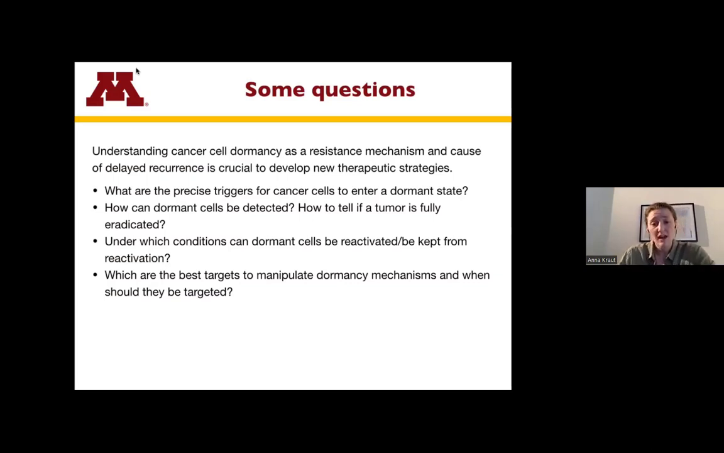And there's also the question of timing, where during various stages of cancer progression, it can be more or less successful to target these dormancy mechanisms. So that's somewhat the general background.